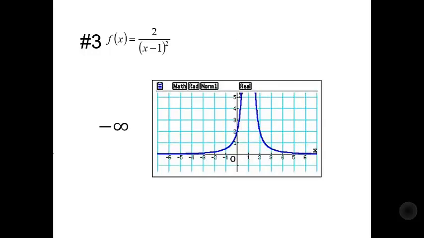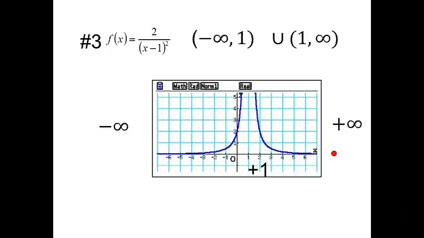It goes from negative infinity, it goes all the way up to 1, goes past the 1 because now the graph goes to infinity. It has to jump from positive infinity on one side to positive infinity on the other side, and it will continue on. So the domain is from negative infinity to 1, and then it goes from 1 to infinity.